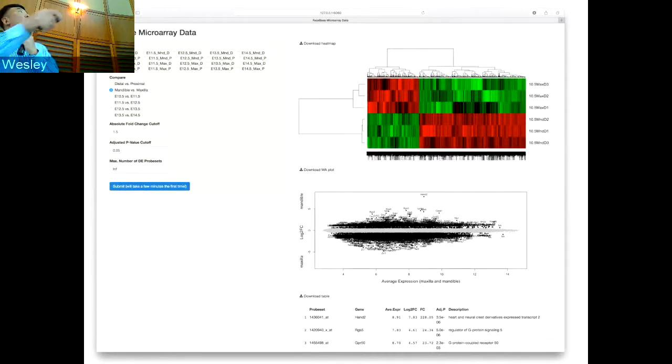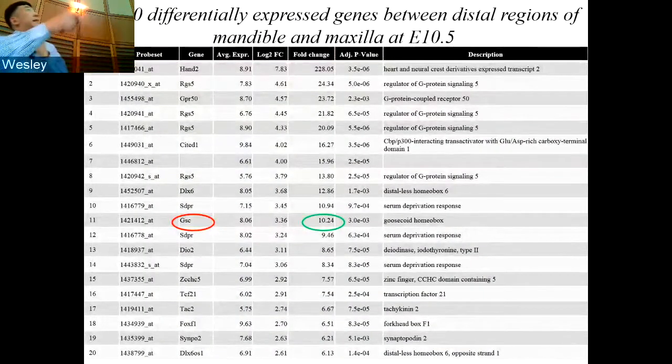We have also been working on developing software in which people can go to the FaceBase hub, pick our data from the different parts of the mandible or maxilla, and then perform this type of differential gene expression analysis. From there, that will generate a list for you. And here I'm highlighting the top 20 differentially expressed genes between the distal region of the mandible versus maxilla.